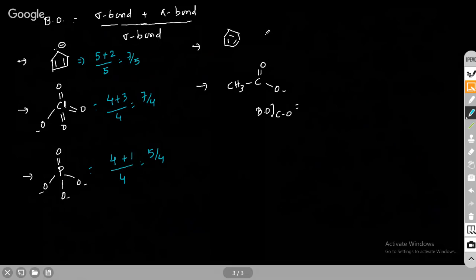Okay. Carbon-carbon bond order, here it is. We have 6 sigma bonds, 3 pi bonds divided by 6, which is equal to 9 by 6, 3 by 2. Here we don't count this bond because it is not involved in resonance, only this part is in resonance. So 2 sigma 1 pi by 2 is equal to 3 by 2. Got it? Understood, right?